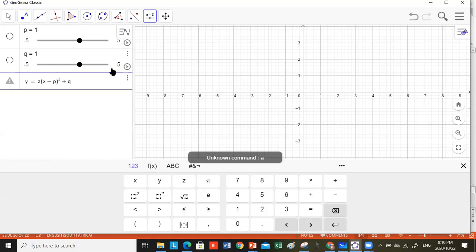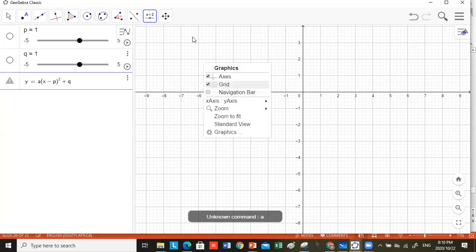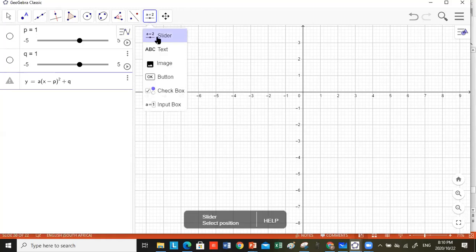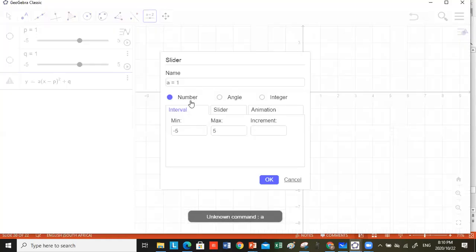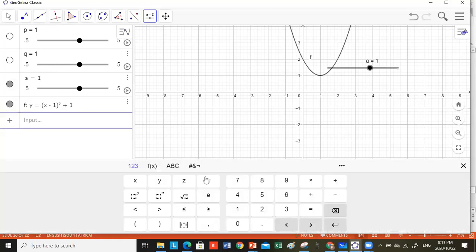Then let us have the sliders P and Q, okay. And A also, I should think we must also have a slider for A. Okay, this is a slider for A. Now let's say enter and see. This is the function which is described by that one. If A is equal to 1, P is also 1 and Q is 1.